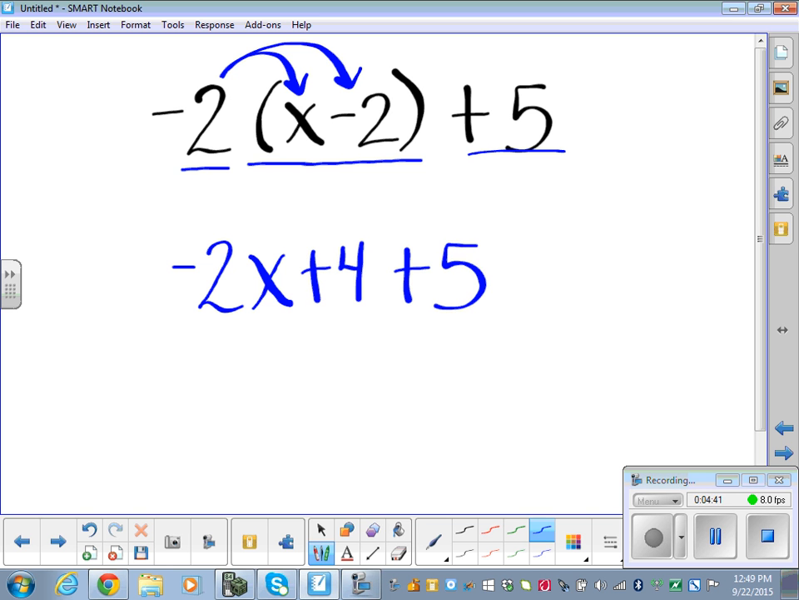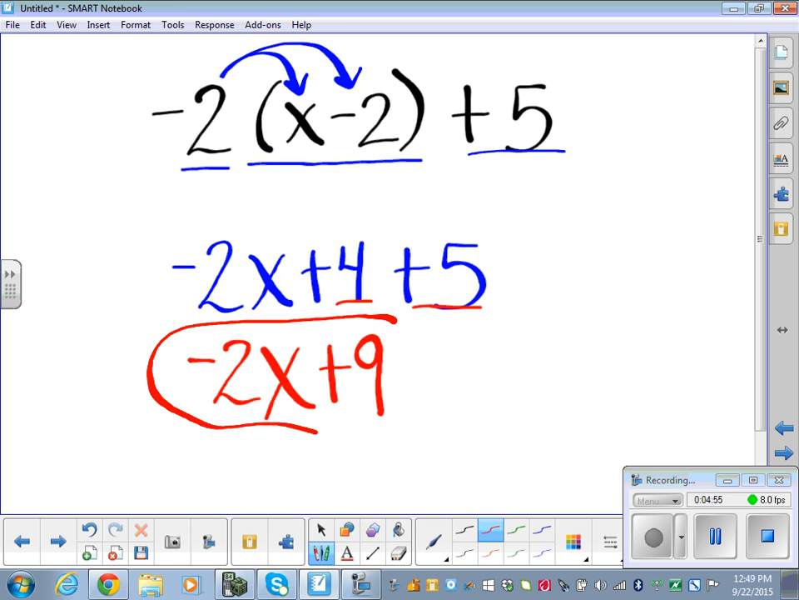So negative 2x, there's no other x's to combine with x. So negative 2x, and then 4 plus 5 is 9, positive 9, so negative 2x plus 9. And that would be our final answer. It's in standard form, the highest degree to the lowest degree.